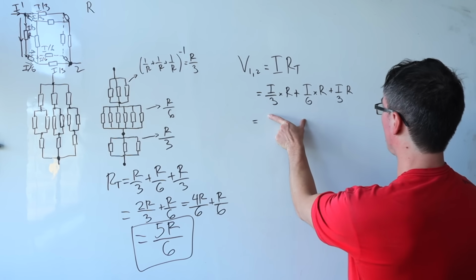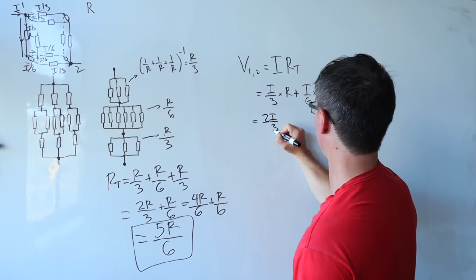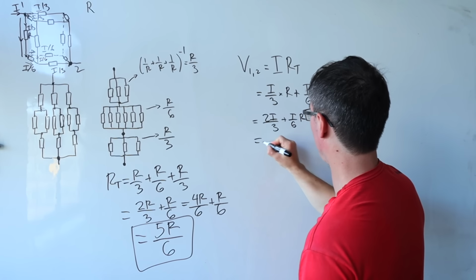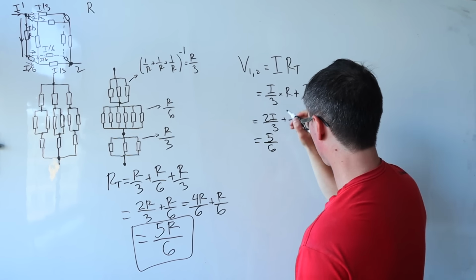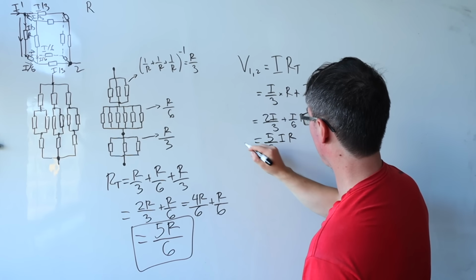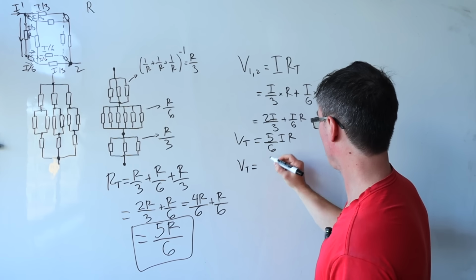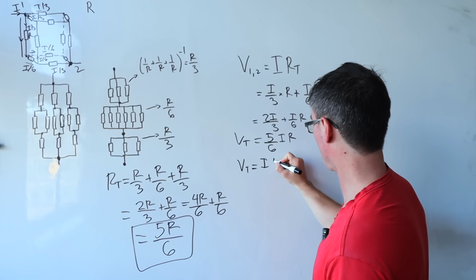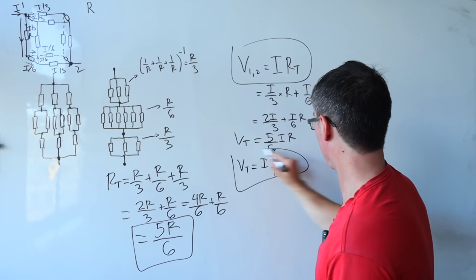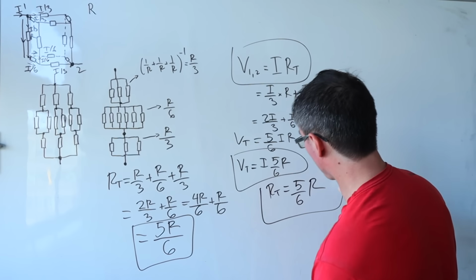Okay, well, we can then simply rewrite this as 2I over 3 plus I over 6 multiplied by R, which is going to be 5 over 6, exactly like before, multiplied by I, multiplied by R. So we can see that V total will be simply equal to I times 5 over 6 R, but this here was true, therefore R total is equal to 5 over 6 multiplied by R.